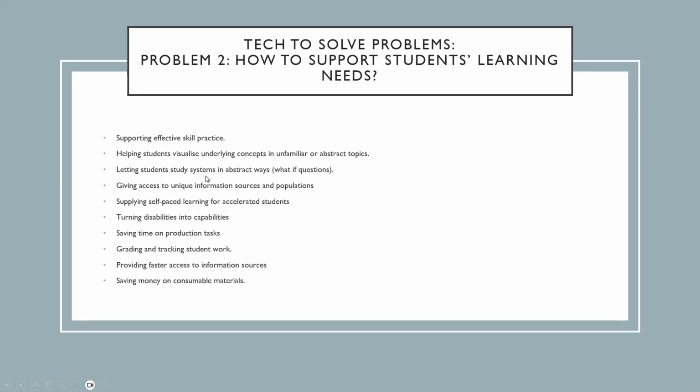Students can learn to study systems in abstract ways. There's some really good Google Suite stuff where you can change variables. There are simulations for things like pandemics, which might be a bit on the nose, where you can ask questions about changing various different variables and seeing what happens. The multimodality inherently allows more students to engage. If they have, say, a literacy problem, they can listen to the instructions and still participate, just as an example. So it turns disabilities into capabilities.